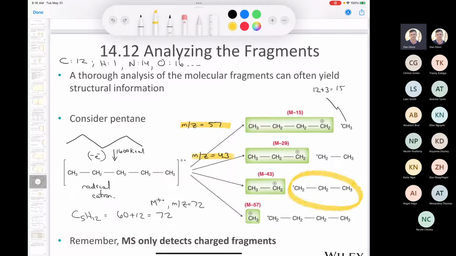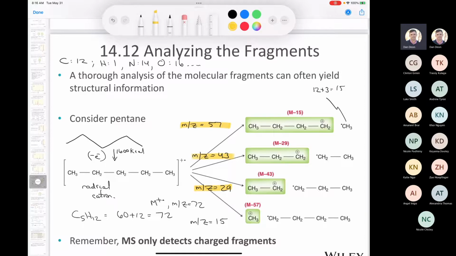If we were to lose a propyl radical, it has a mass of 43. You take 72 minus 43, you get 29. So that means if we lose a propyl radical, we should see a fragment in the mass spec with a mass over charge of 29. And then finally, if we were to lose the entire butyl radical, then we see a fragment with a mass over charge equal to 15.